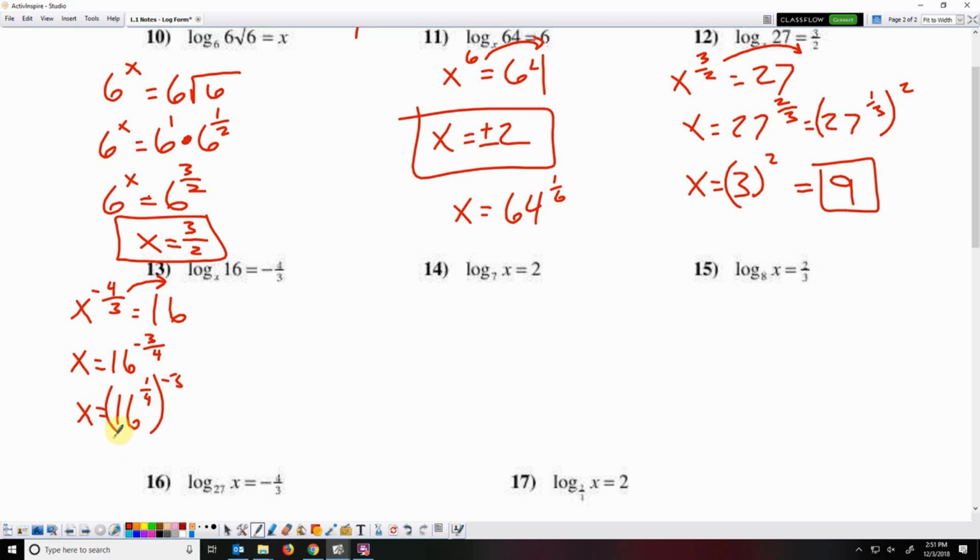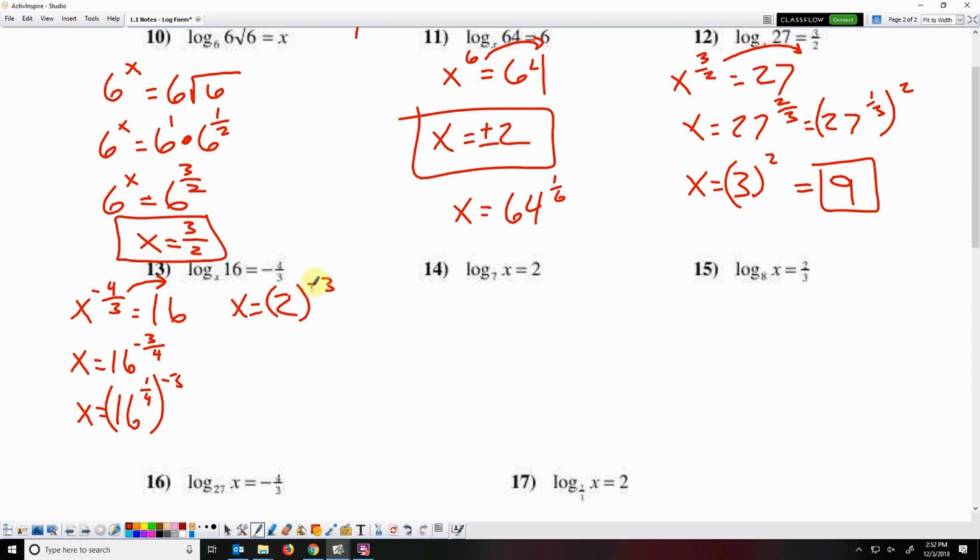So what times itself 4 times makes 16? That would be 2. 2 times 2 is 4, times 2 is 8, times 2 is 16. So x equals 16 to the 1/4 is 2. And then we still have to the negative 3rd power.